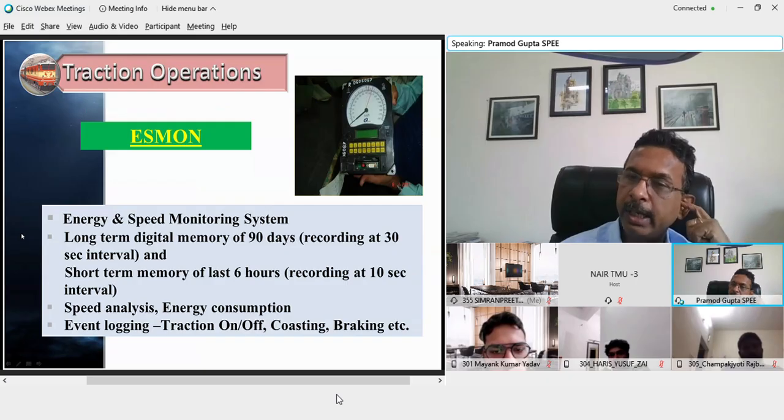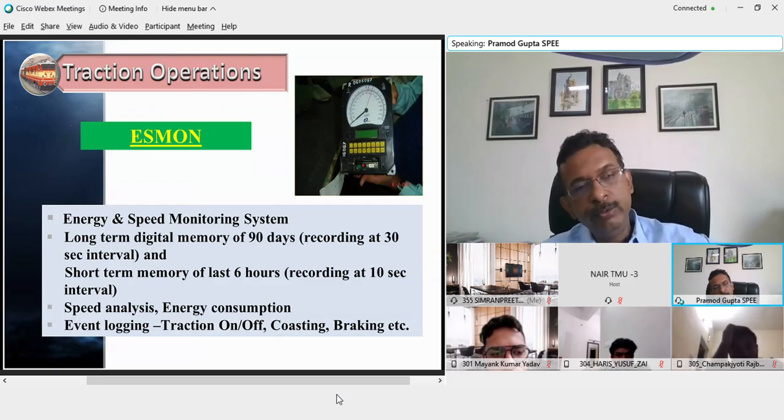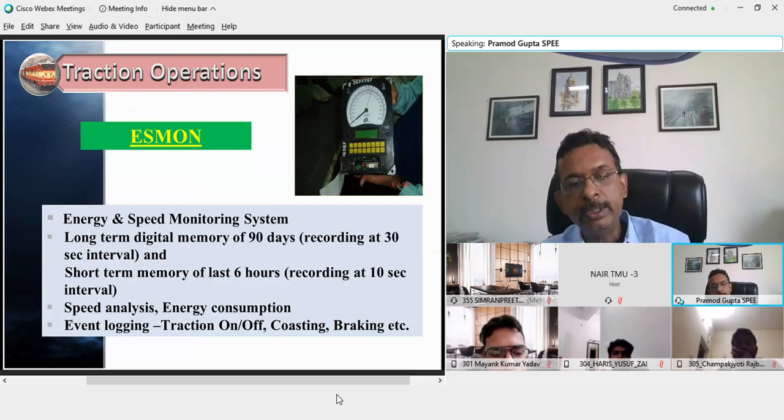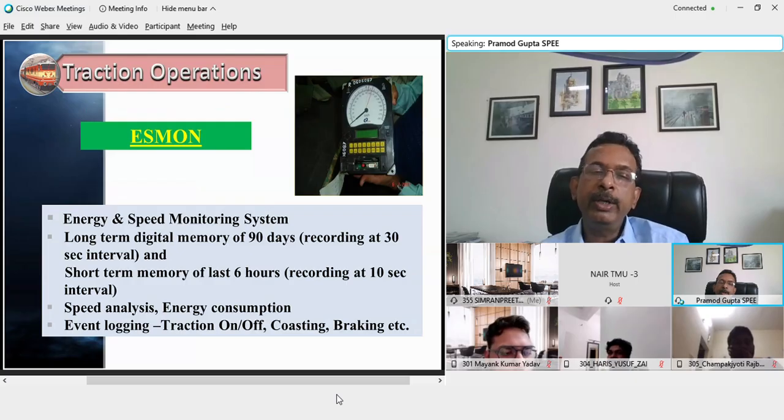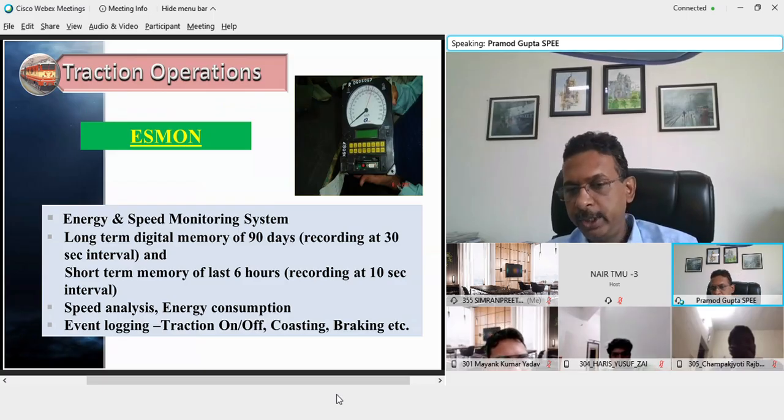The other equipment is SMON, which is being used on different occasions to find out the performance of the loco pilot prior to the point of accident. Here in this particular system, we monitor and record the energy consumption and the speed which was there during the journey.